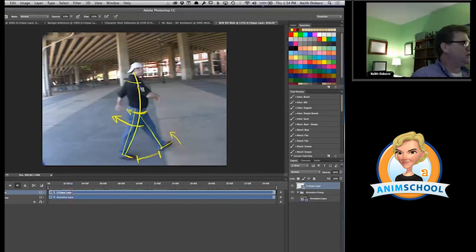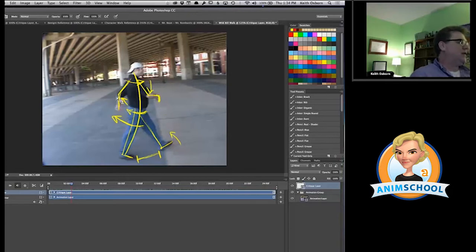The shoulders are twisting in the opposite direction, right? When you're doing a walk cycle. What are his arms doing at the extreme? What's the angle of this bent elbow? What's the angle of this bent elbow? And then the angle of the wrist.